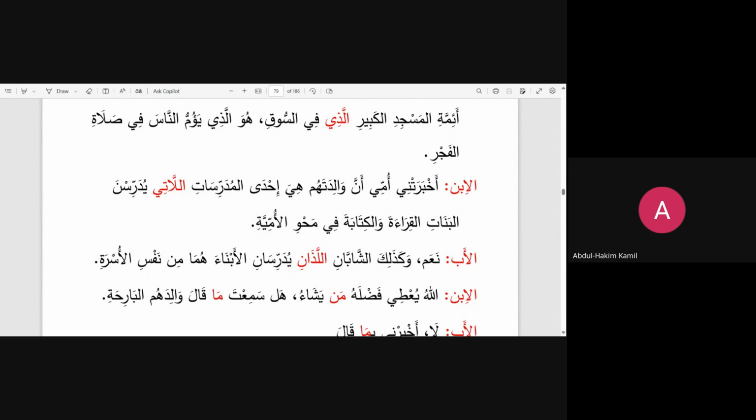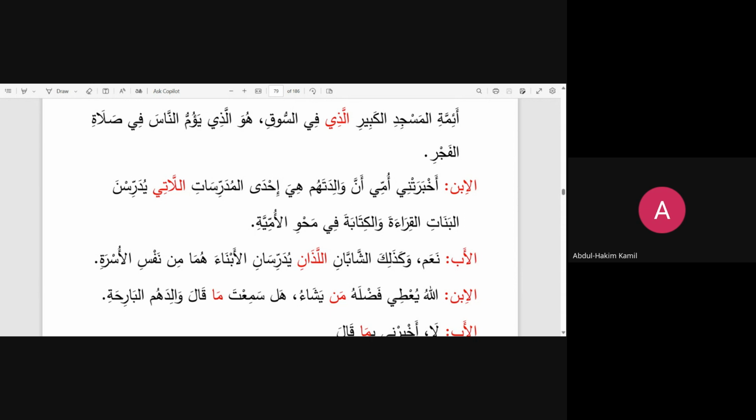What does that mean? She's one of the teachers who teaches the girls. After allati, we need a sentence or a part of a sentence. Allati yudarrisna al-banat al-qira'a wal-kitab, reading and writing. Al-banat is maf'ulun bi, and al-qira'a wal-kitab is maf'ulun bi thani. The word darrasa needs two maf'ulun bi. Darrastu Zaydan as-sabaha, I taught Zayd how to swim. Darrasa yata'adda ila maf'ulain.